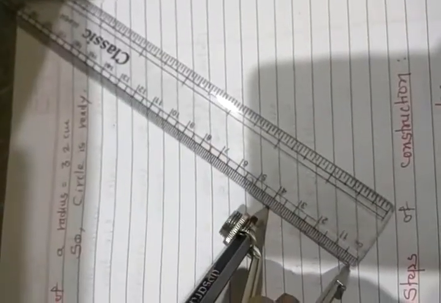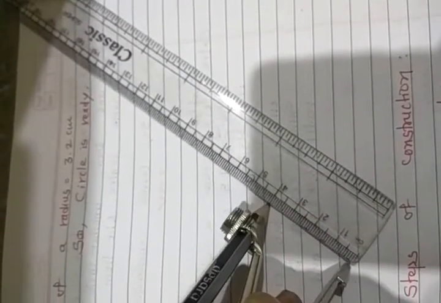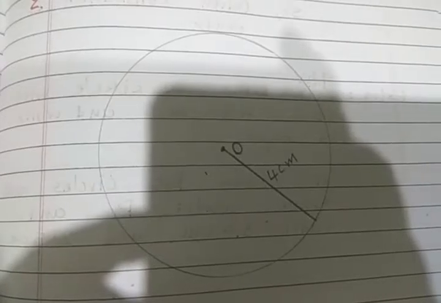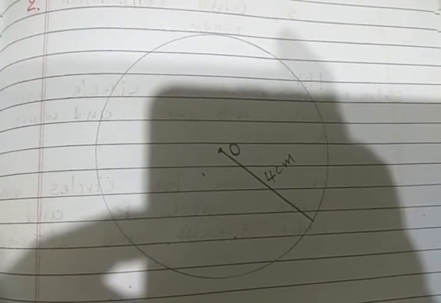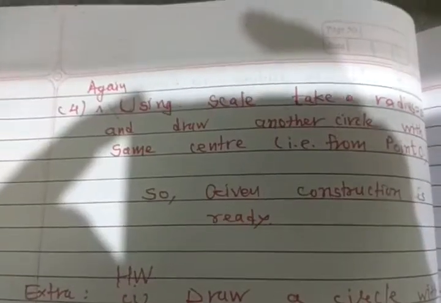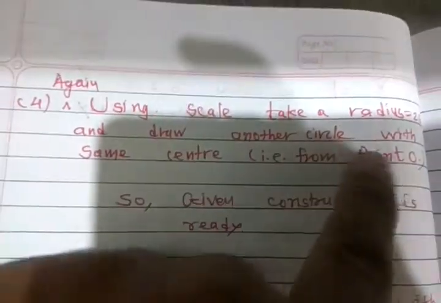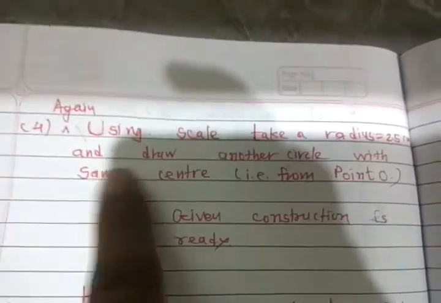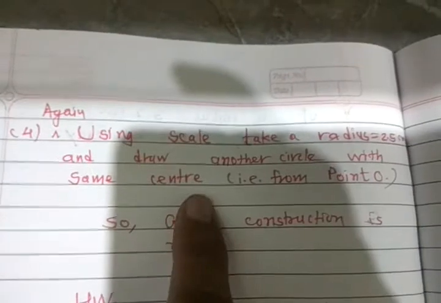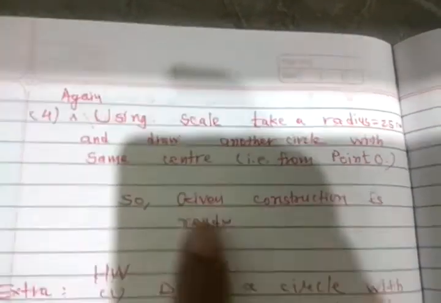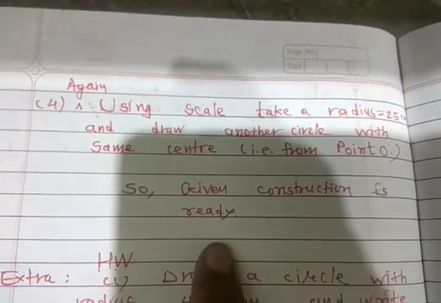Here I am taking the radius equal to 4 centimeter. Correct? And then draw the circle. Like this way you can draw. Okay. Now the next step, take the same center. Again using the scale, take a radius of 2.5 centimeter and draw another circle with the same center, right? That is from point O. And hence the given construction is ready, like this way.